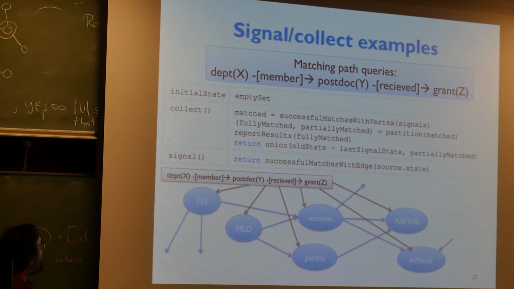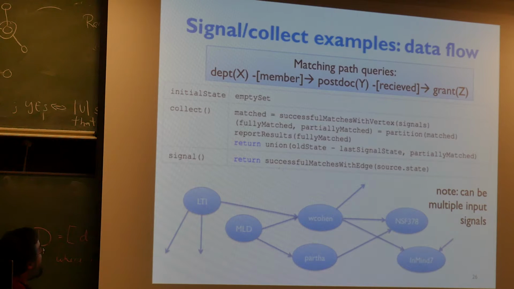And then when we're done, we're going to say, well, what are the things that we've matched? Okay, so the old state minus the last state. I haven't told you about last signal state. So last signal state is, actually, let's skip this. This is a little bit too involved, I think.